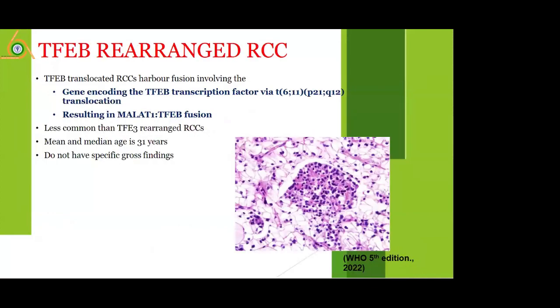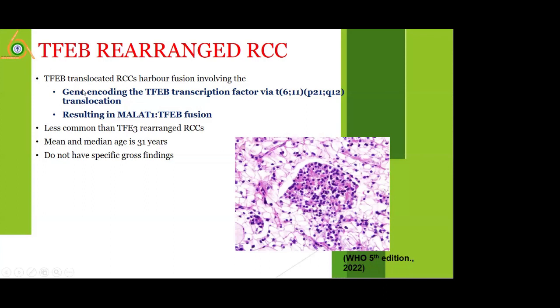So another category which they have now added apart from TFE3 is TFEB. This was also there in 2016, but now we have two different types of TFEB associated RCC: one is TFEB rearranged and the other is TFEB amplified. Both have different morphologies. TFEB rearranged is more common, but these kinds are very much less common as compared to TFE3, so they are not as commonly encountered. Even in our heavy surgical practice, we rarely see these kinds of RCCs.